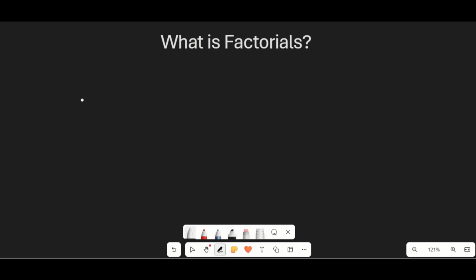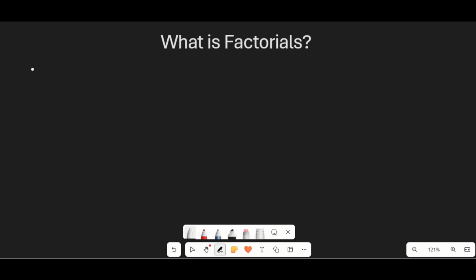Today we will go through what factorials are. So first things first, let's see what factorials are. Factorials are basically how many times we can arrange an object. And let's take an example of it, shall we?